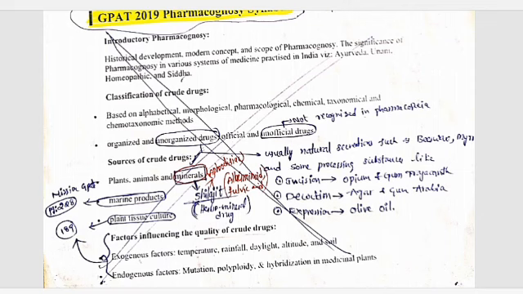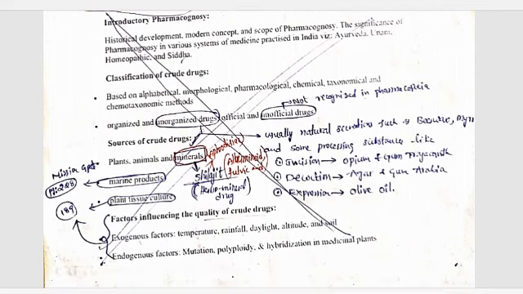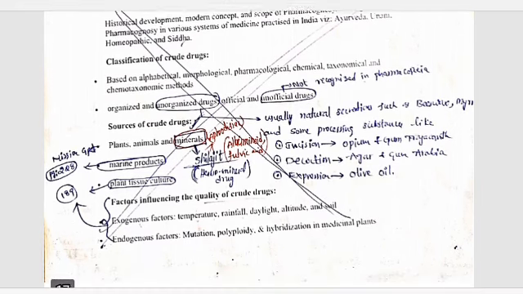What is the definition of unofficial drug? Not recognized in the pharmacopoeia, those are unofficial drugs. Unorganized drugs means usually natural secretions such as beeswax. These are said to be unorganized drugs. Like these definitions you have to know.